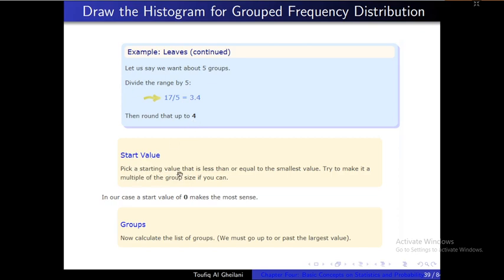Start value. Pick a starting value that is less than or equal to the smallest value. Try to make it a multiple of the group size if you can. In our case, a start value of 0 makes the most sense. Groups. Now we calculate the list of groups.